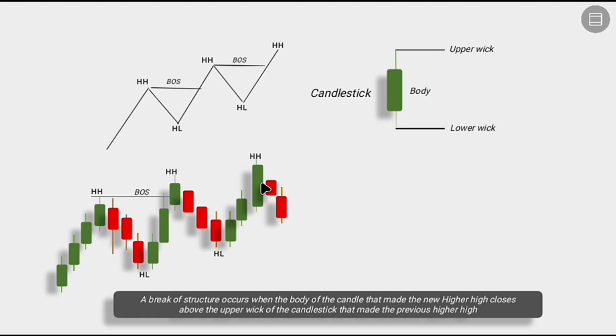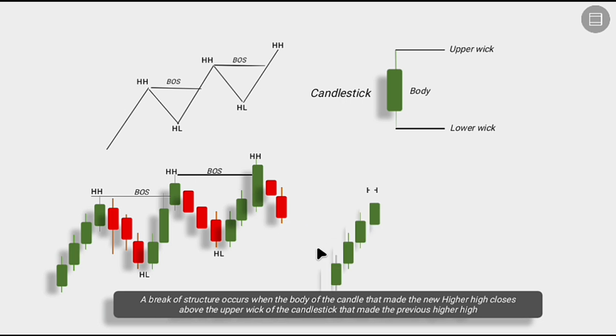Now let's take a look at this. This is the second candle that made the higher high. Let's see if the body of this candle closed above the upper wick of this candle. And of course, it is a confirmed break of structure, so it means that the buyers are really in control and you should be buying.